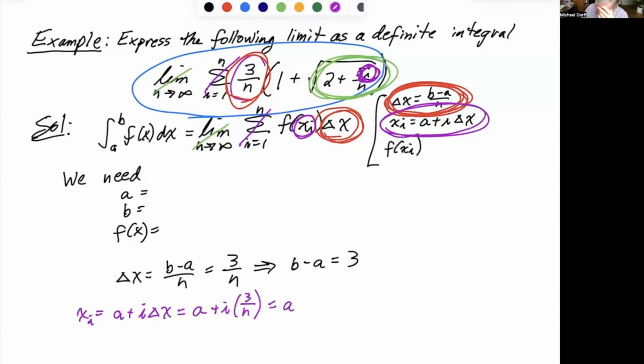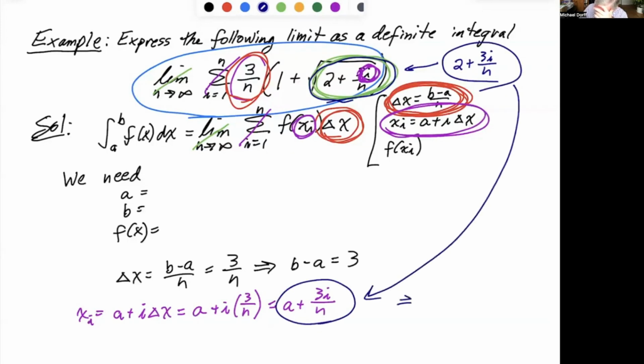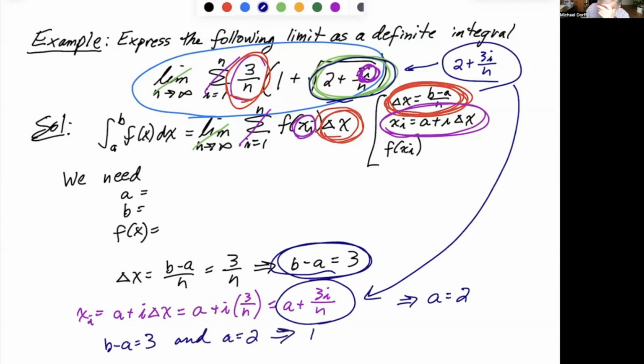So I'm going to get an a plus 3i over n. Going back, it's a little bit hard to see right now, but this green part here was 2 plus 3i over n inside that, underneath that square root. So that and this go together, and that suggests that a is going to be 2. And since a is 2, and I know that b minus a is 3, so b minus a equals 3 and a equals 2, that gives me that b equals 5.